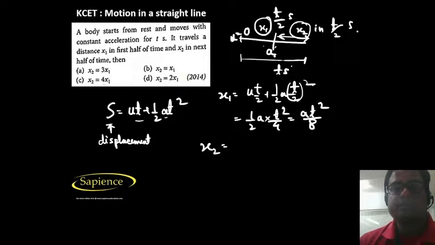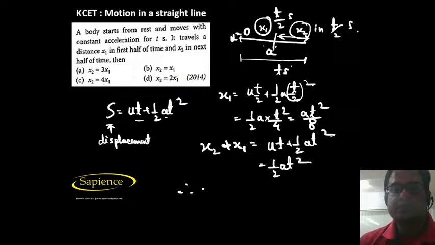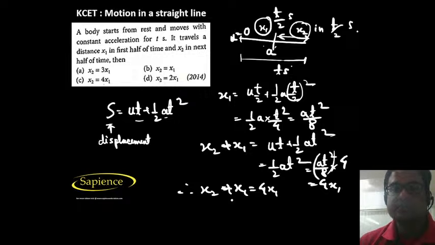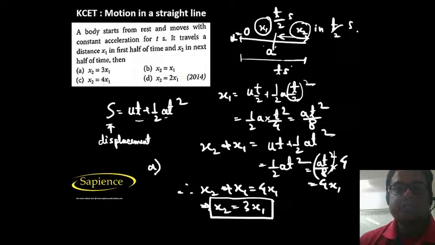Now x2 plus x1 is the total displacement in time t, which is ut plus half at square. Since u is 0, it is simply half at square. So x2 plus x1 is equal to at square by 8 into 4, that means it is equal to 4x1. So x2 will be equal to 3x1. So option A is the correct answer.